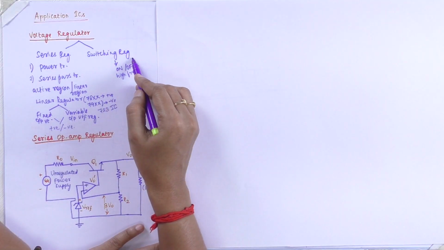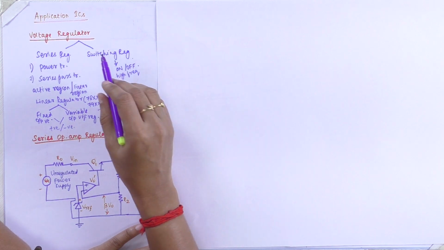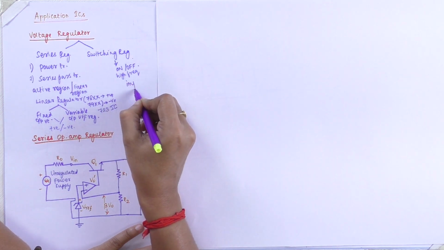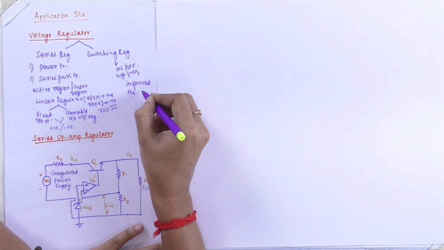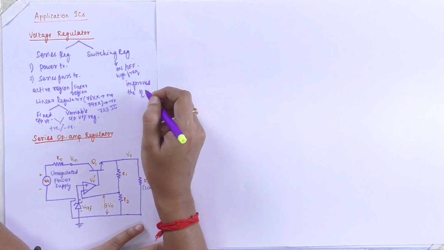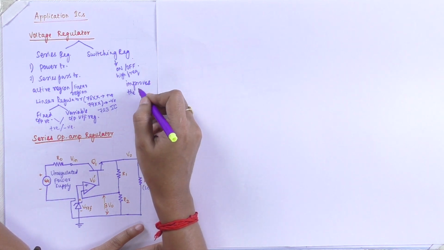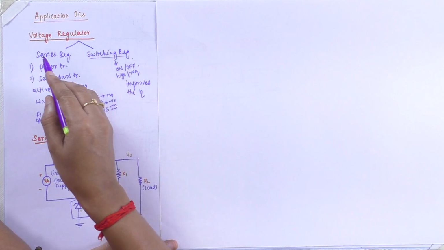So these are the switching conditions. We have both on and off conditions, and it improves the efficiency. Usually we write this in the notation of eta. So this efficiency improves with the help of the switching regulator when compared to the series regulator. First we are going to look into the series regulator, later we move on to the switching regulator.